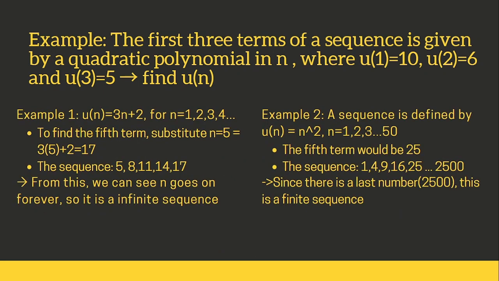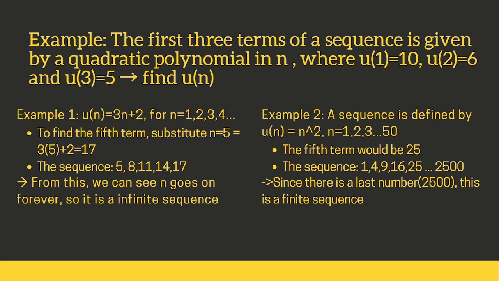Another example is example 1, where Un equals 3n plus 2, for n equals 1, 2, 3, 4. To find the fifth term, we substitute n equals 5, such that we get 3 times 5 plus 2 equals 17. So the sequence is 5, 8, 11, 14, 17. From this, we can see that the sequence goes on forever, so it's an infinite sequence.